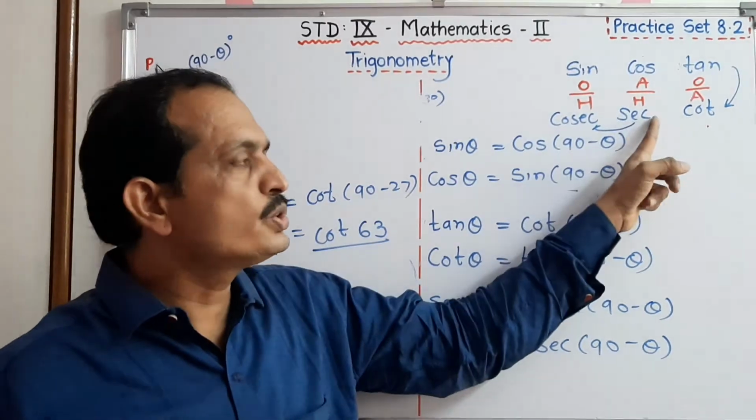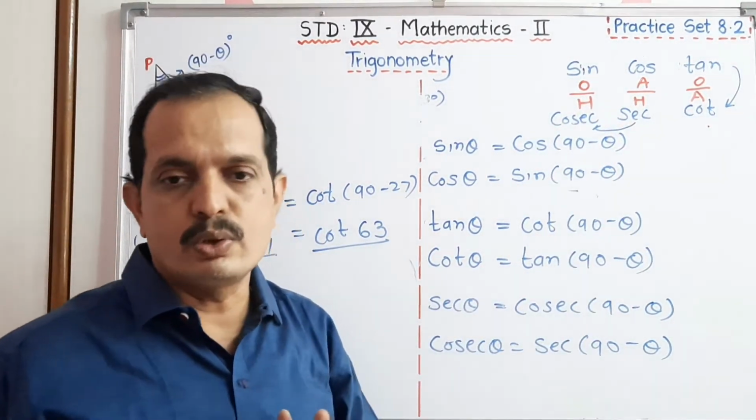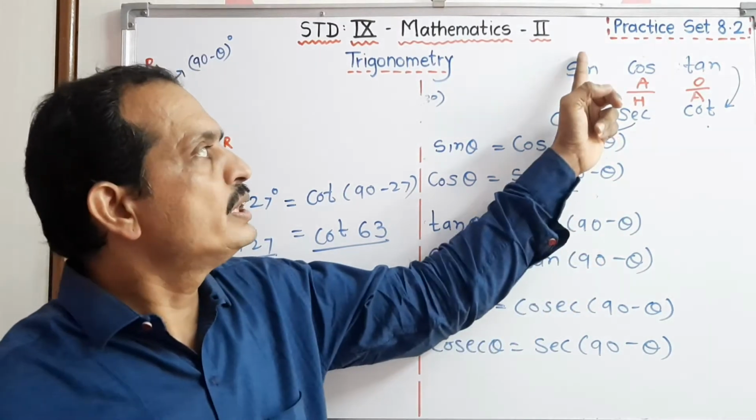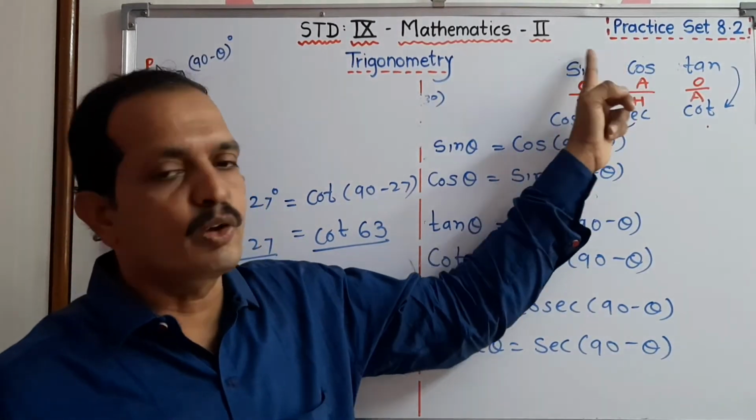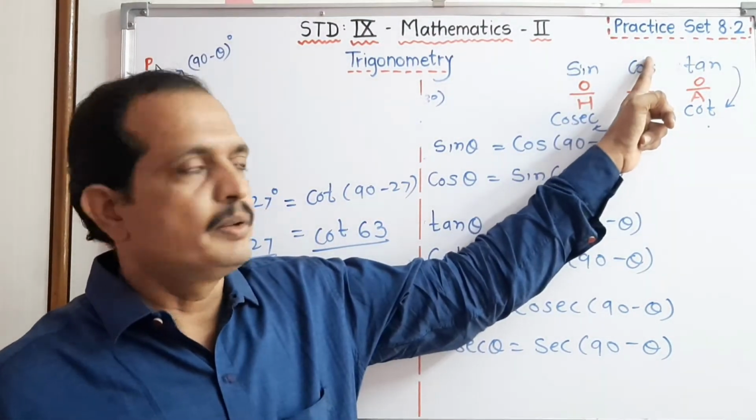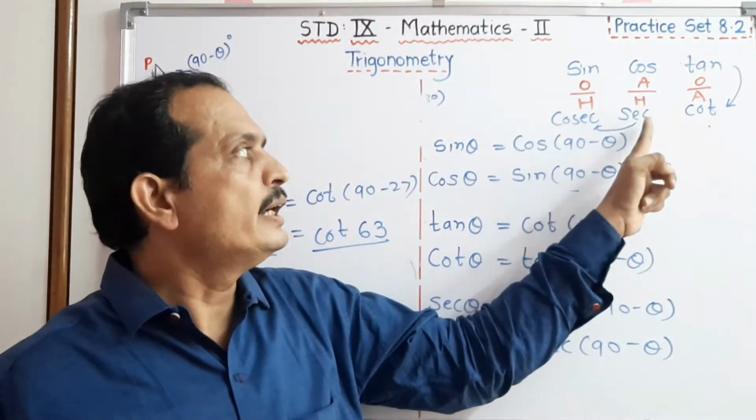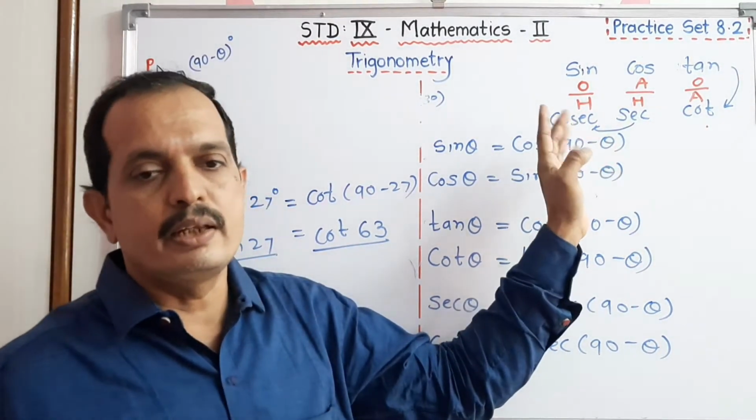Cos theta into sec theta is equal to 1. And tan theta into cot theta is equal to 1. Same thing about this. Now the relation is between sine and cos. Sin theta is equal to cos 90 minus theta. Tan theta is equal to cot 90 minus theta. And sec theta is equal to cosec 90 minus theta.